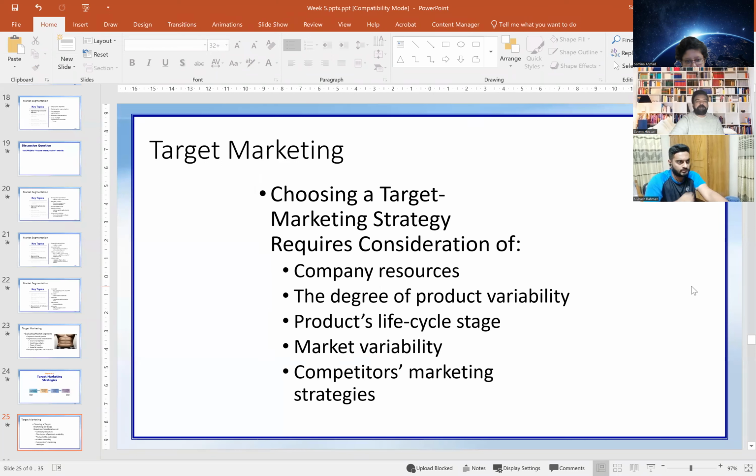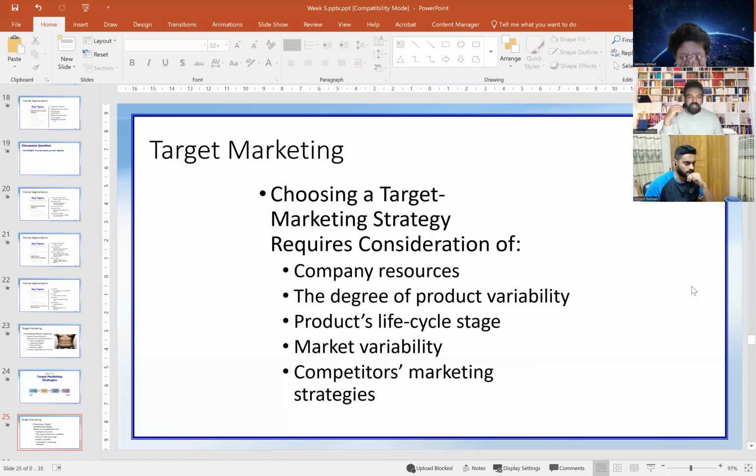So the degree of product variability, how variable the product will be. Can you really segment your product? For instance, Procter & Gamble or Unilever have multiple segments, but there could be some organizations whose product is not very readily identifiable, where consumers are not that fragmented. So in that case, what is the variability from one product to another? If the segments you're trying to serve will not understand the difference from one to another, then clearly you have not targeted your product well enough.